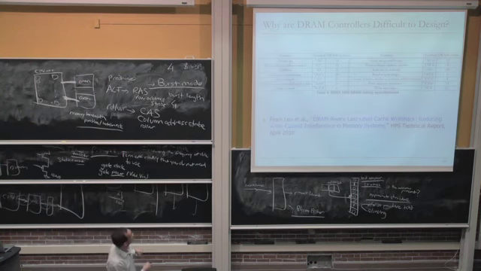Okay, so this is just to give you an example of a bunch of, I guess, 14 of the DRAM timing constraints. As I said, there are more than 50.